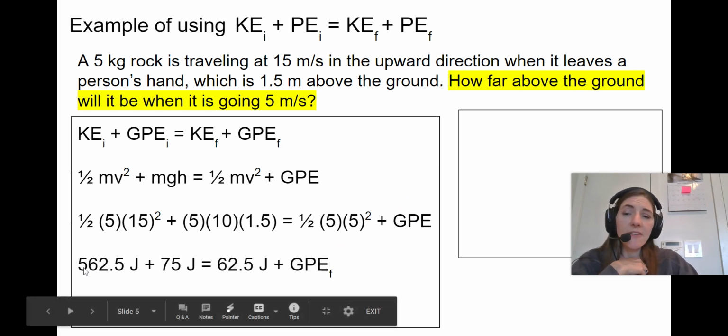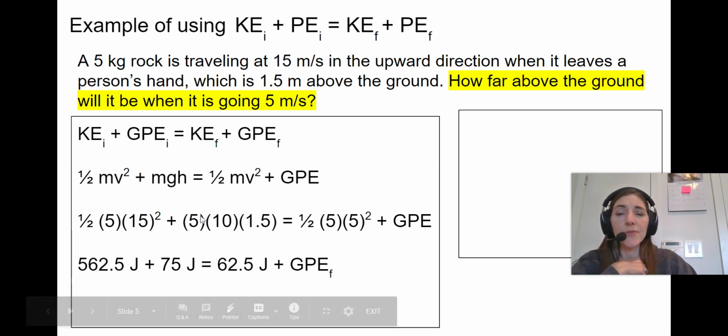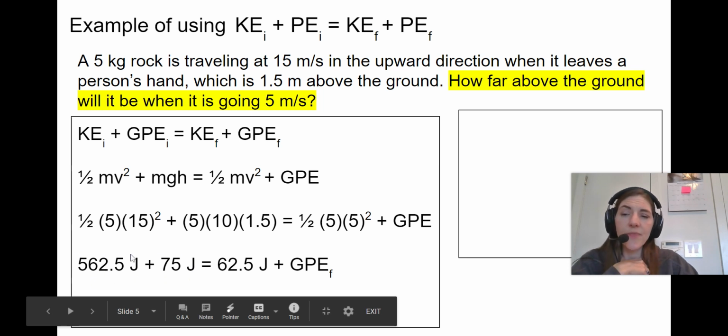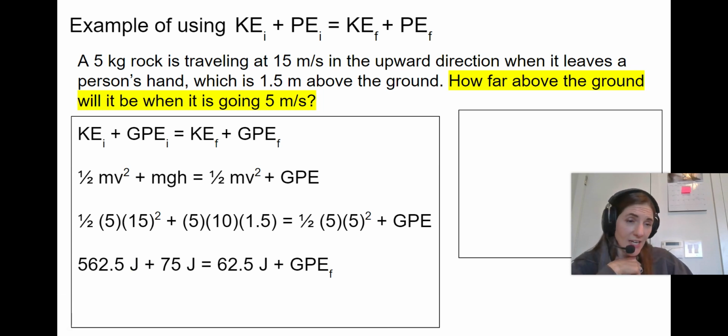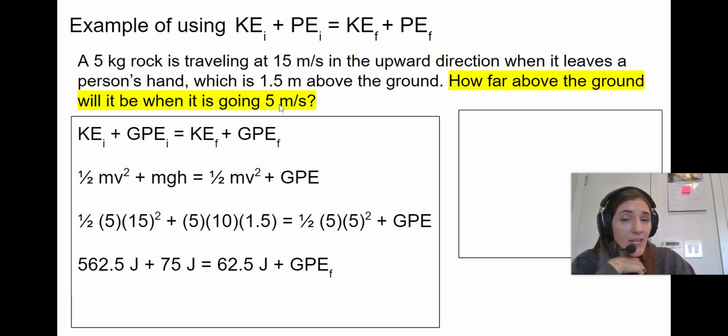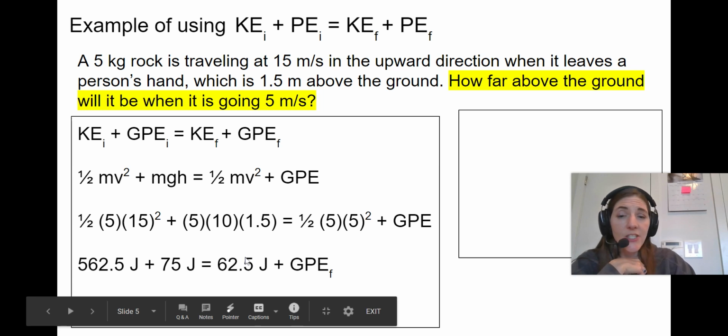So I end up getting 562.5 joules of initial kinetic plus 75 joules of initial gravitational potential. So together, these two added together are the mechanical energy of my system. It cannot change. Now, when the rock is going 5 meters per second, the kinetic energy is 62.5 joules, and the rest of that mechanical energy is going to be GPE.